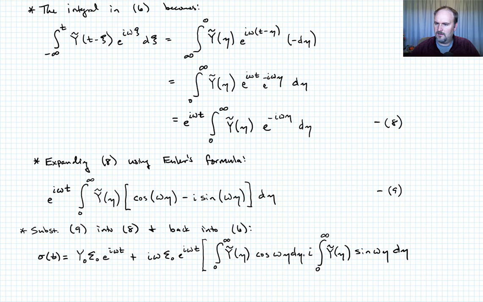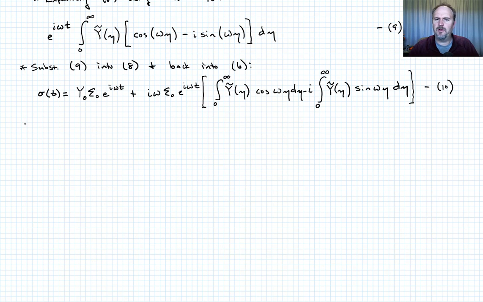Delta eta, and then a minus there. Okay, let's call that equation 10. Now what I want to do in equation 10 is factor out the E naught e to the i omega t. So factoring out E naught e to the i omega t, and then distributing the i omega term right here.